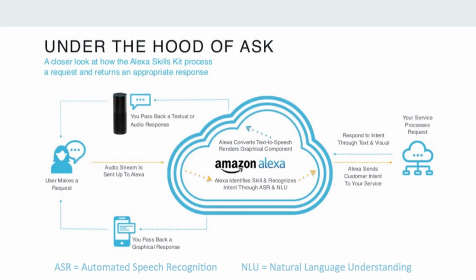So according to the output which we provide, it is sent to the Echo device for speech output, and the screen for graphical output. Depending upon the device which you use and the particular skill, both can be sent at the same time, and the user gets a response. So that is how Alexa skills work.